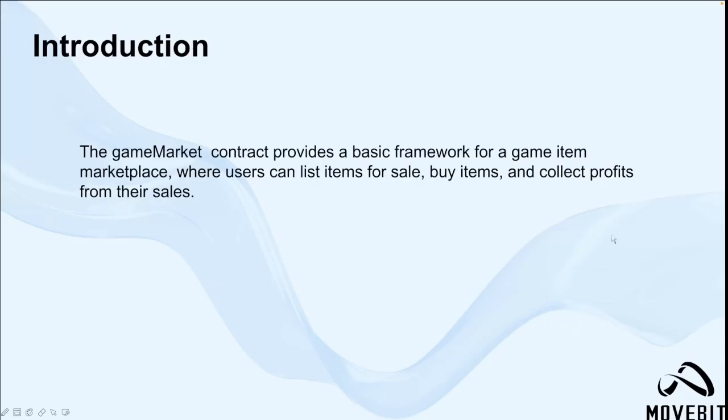The game market contract provides a basic framework for a game item marketplace, where users can list items for sale, buy items, and collect profits for themselves.